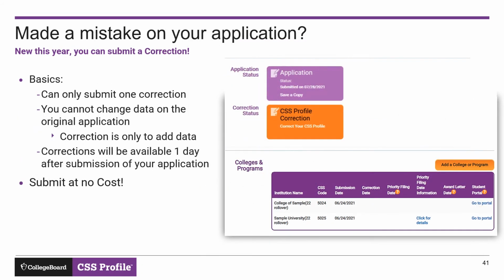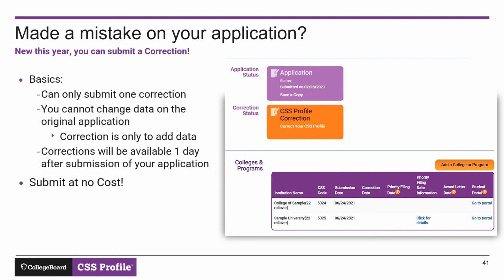Made a mistake on your application? You can now submit a correction for the 22-23 award year. There are 3 basics you need to keep in mind about CSS Profile corrections. You can only submit one correction for your CSS profile. You cannot change or remove data from your original application. The primary goal of the CSS profile correction is to add data to your application.